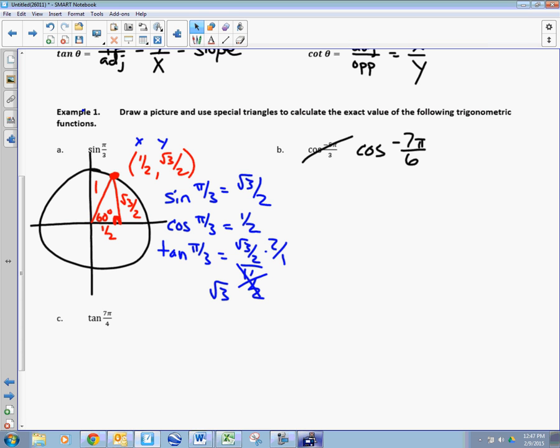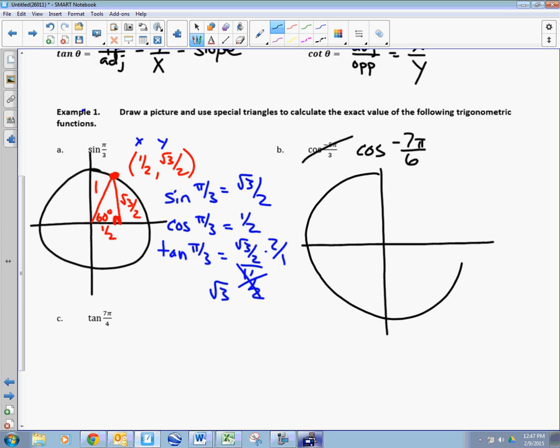So negative 7 pi over 6. You tell me, where's that located? Where do I go? Which quadrant? How many degrees is that? Negative 210. Excellent. Emily's on the ball. So we've got, like that. Okay. That's the rotation in the opposite direction.